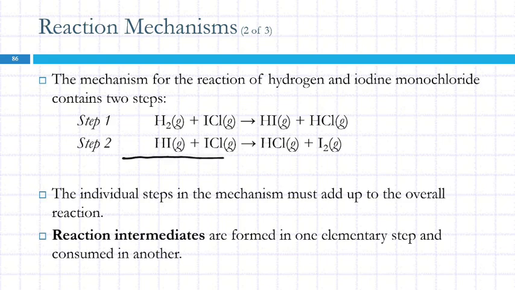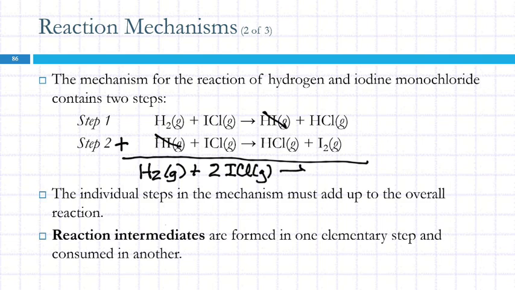So if we add these equations together, we see that the HI that's created here gets destroyed over there. And so the overall reaction would be this. And that's a really ugly 2. I don't even know what that looked like. There we go. So this is the overall chemical reaction. It doesn't tell us what happens in the middle.